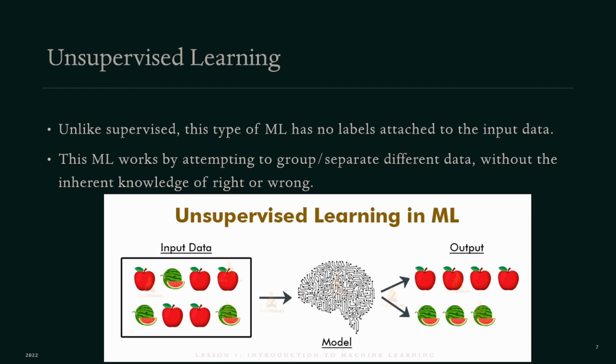It's just simply given these images, and then it has to do something with it. So you might be wondering what is it supposed to do? It doesn't know right from wrong.